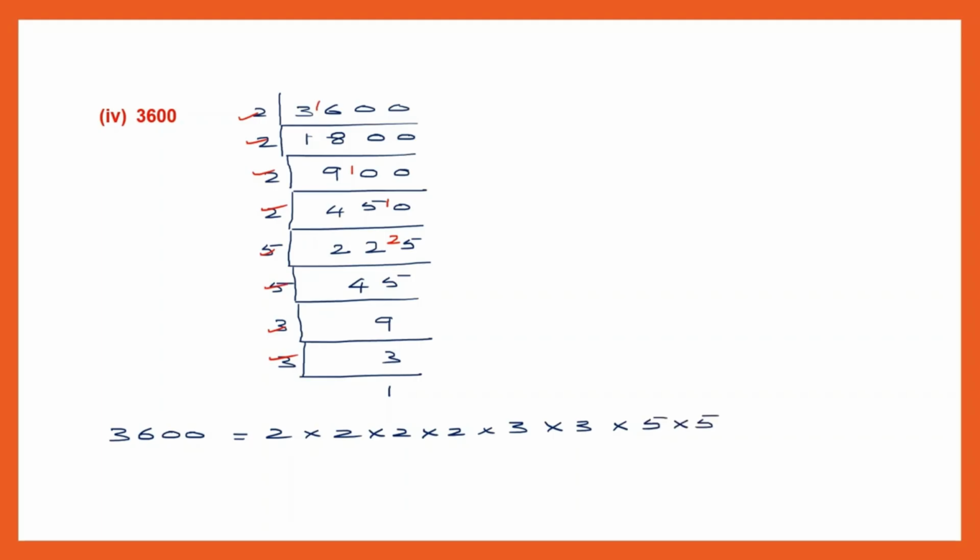So let's write this in the exponential form. So 3600 in the exponential form will be 2 raised to the power of 4 into 3 raised to the power of 2 into 5 raised to the power of 2. So this is our answer. 2 raised to the power of 4 into 3 raised to the power of 2 into 5 raised to the power of 2.